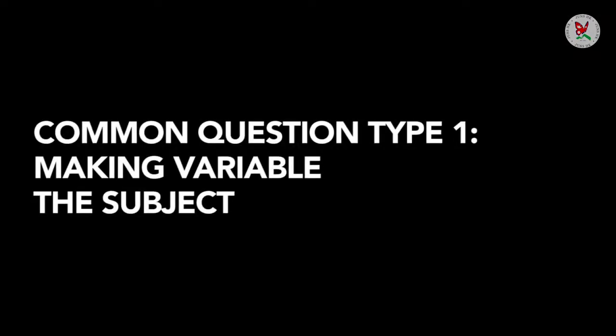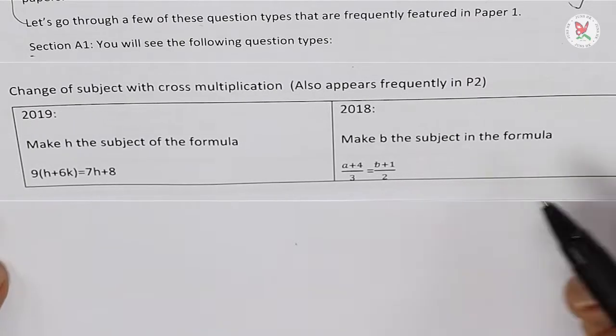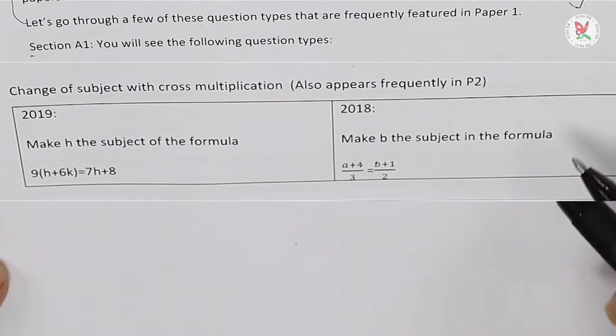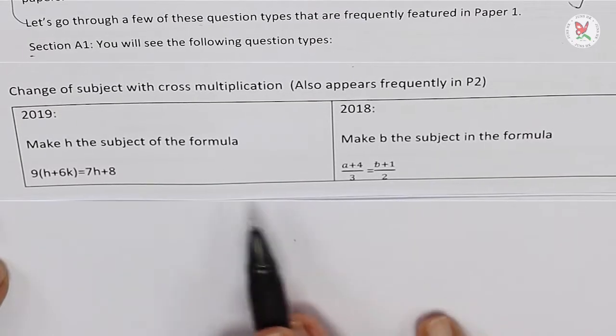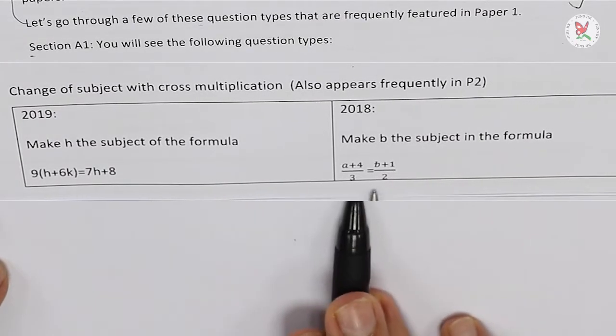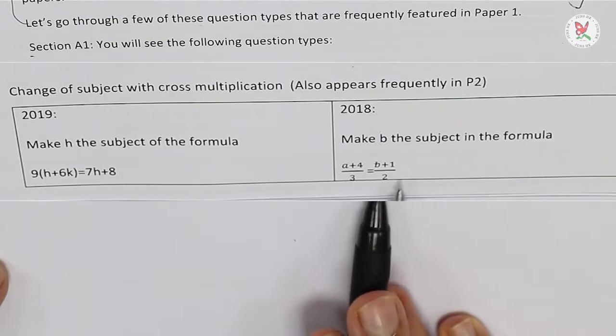So now we'll be going through some common question types that are frequently featured in the DSE Paper 1. Here you can see a very standard question. It is about making a variable the subject of the formula. These two questions are actually very similar. It's just that this requires one more step of bringing the 2 and 3 to the other side.